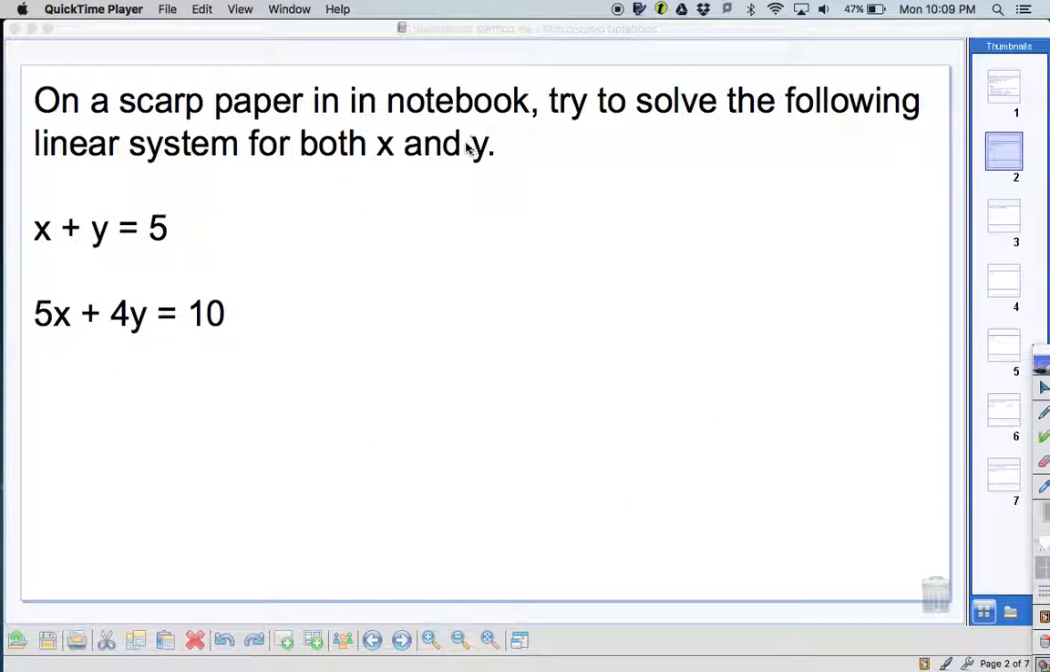And then it says, on scrap paper in your book, I want you to try to solve this problem. So why don't you go ahead and pause the video, and try to solve this problem. Okay, you should have tried to solve this problem. My guess is you were not very successful unless you already know the substitution method. So we're going to go on and we will come back to this problem.